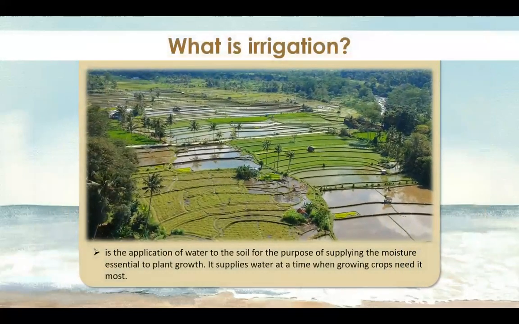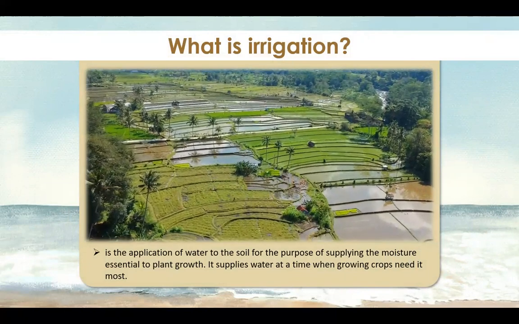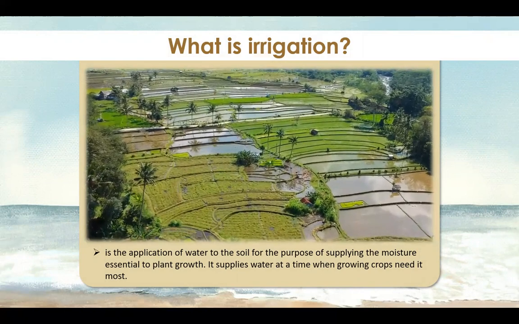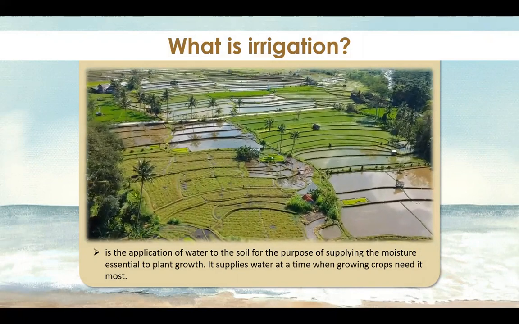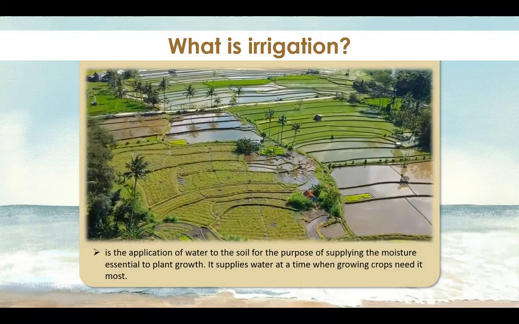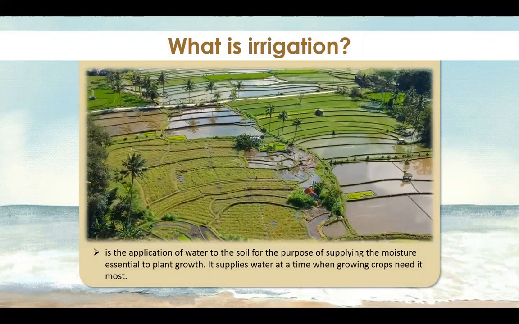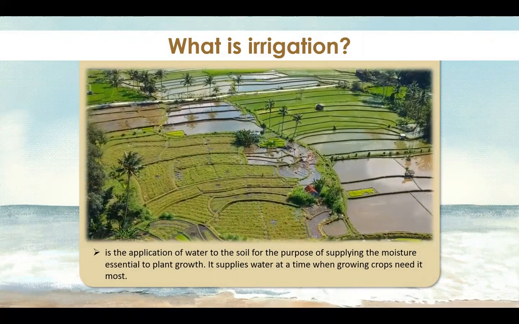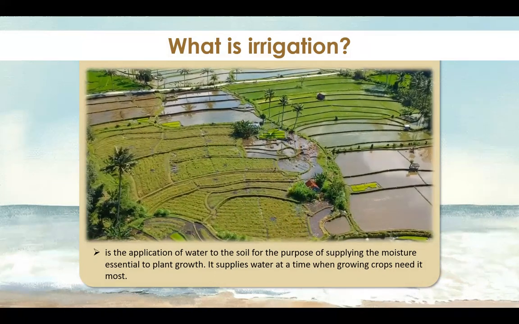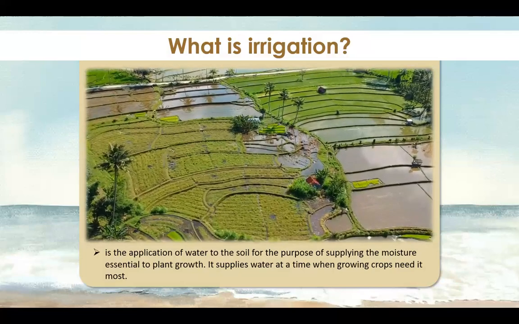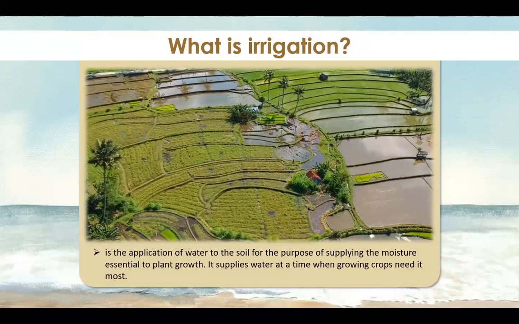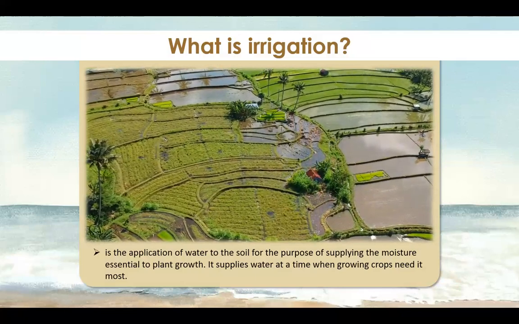So what is irrigation? Irrigation is the application of water to the soil for the purpose of supplying the moisture essential to plant growth. It supplies water at a time when growing crops need it most. It is therefore a more efficient way of supplying water to big farms. Several irrigation methods are available and the selection of one depends on water availability, crops, soil characteristics, land topography and associated cost. Proper design of an irrigation system is based on the pumping system so that the pressure and the flow rate are efficiently provided.